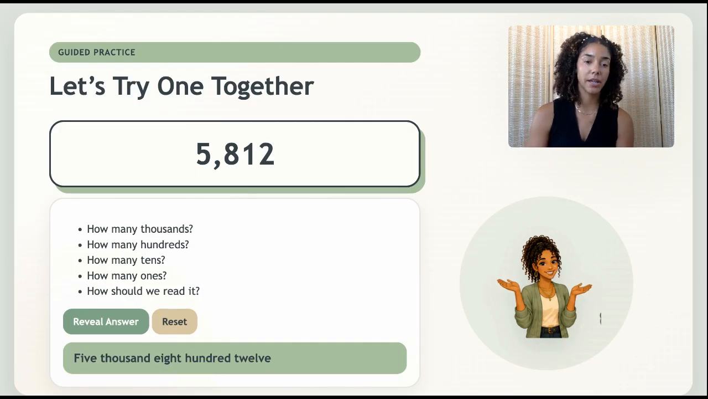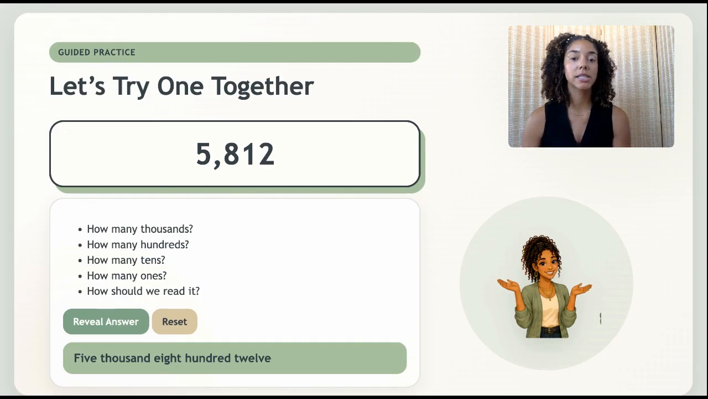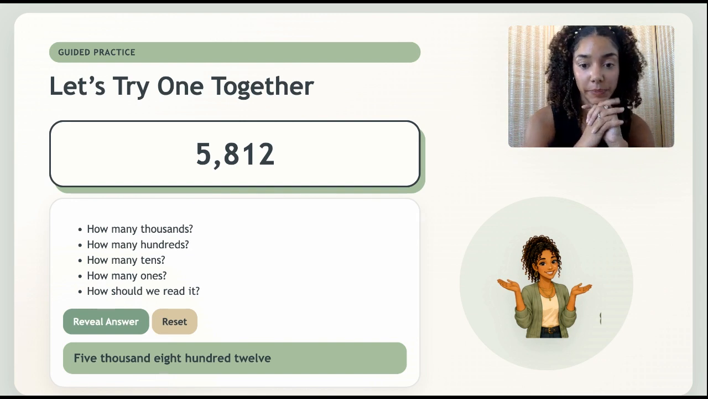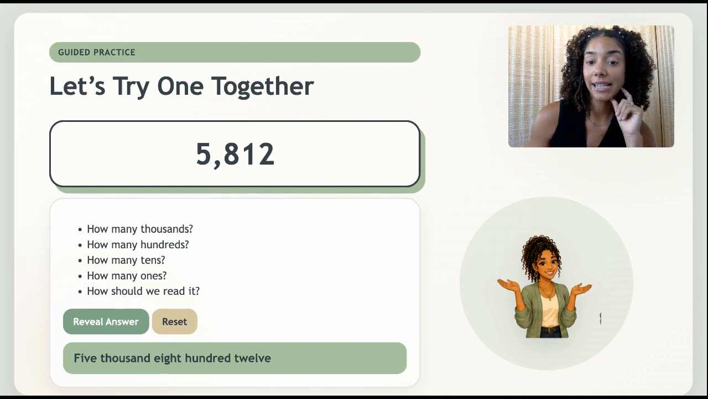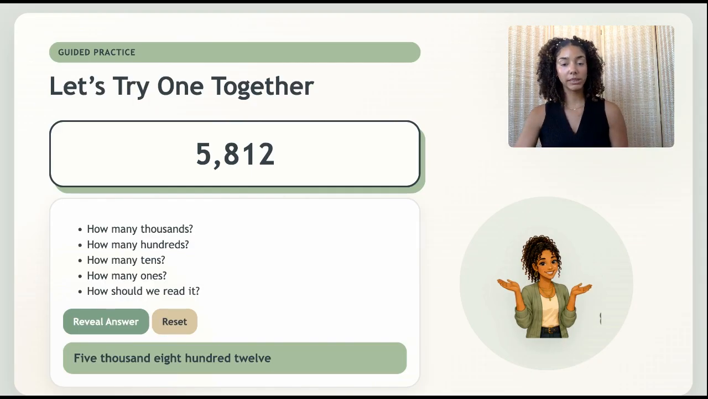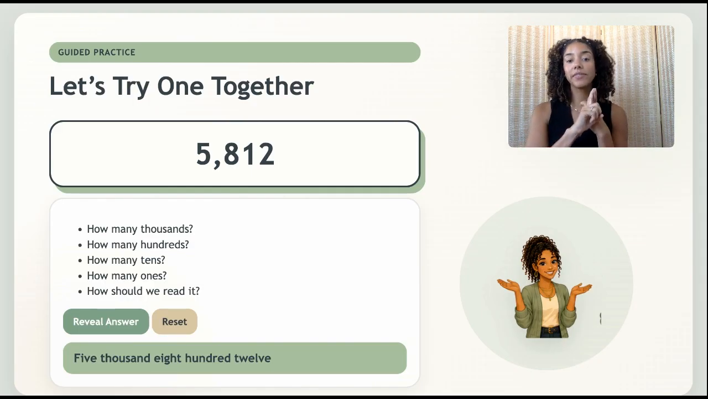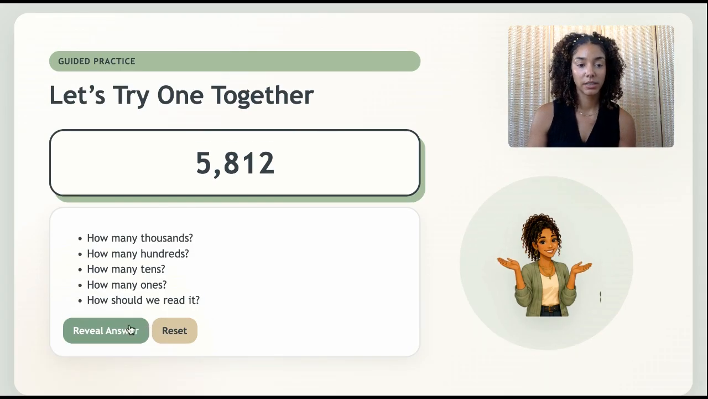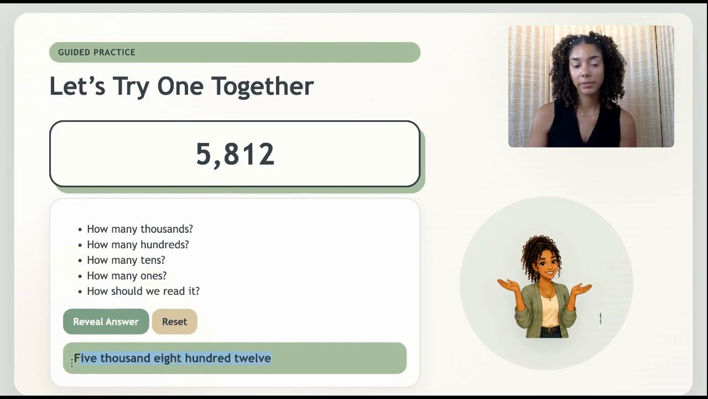Let's try the number 5,812. How many thousands do you see? 5 thousands. Good. 5 is in the thousands place. What digit is in the hundreds place? There is an 8 in the hundreds place. What about the tens place? We have a 1 in the tens place and a 2 in the ones place. Now say the whole number with me. 5,812. Good.